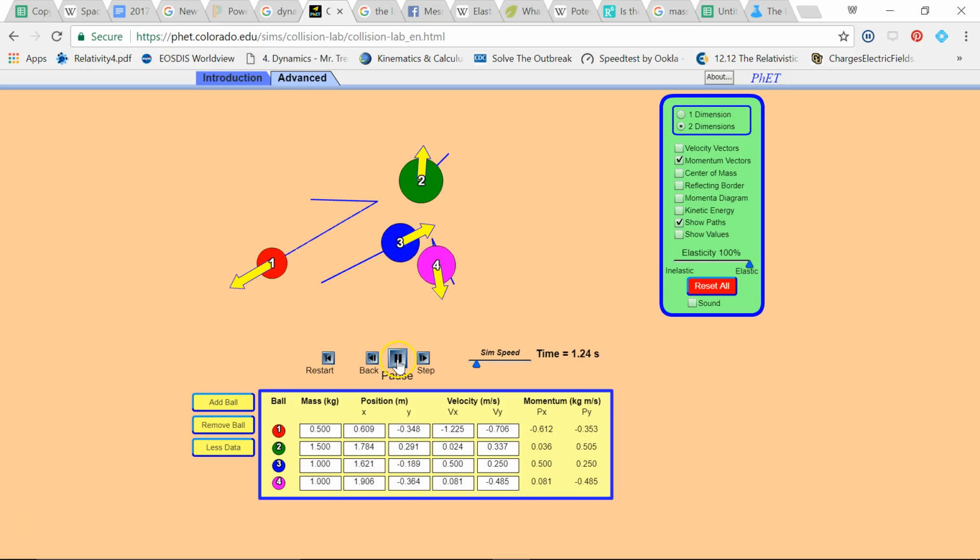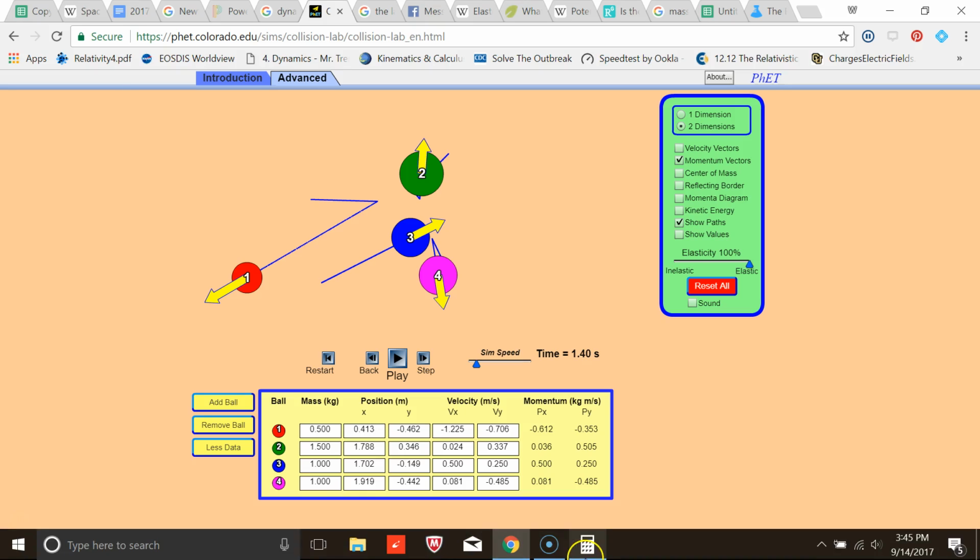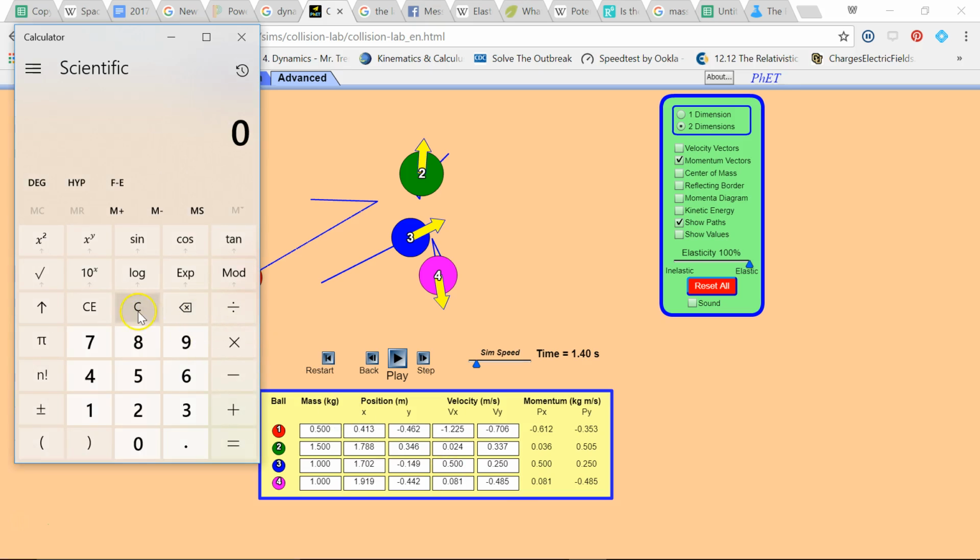And I think three misses. Yeah, three misses. The other one does. Okay, let's press stop. Now things have changed. The arrows are going different ways. They're different sizes. Let's add it up and see if momentum in our collision was conserved. So it'd be minus 0.612 plus 0.036 plus 0.5 plus 0.081. And we got our original result.